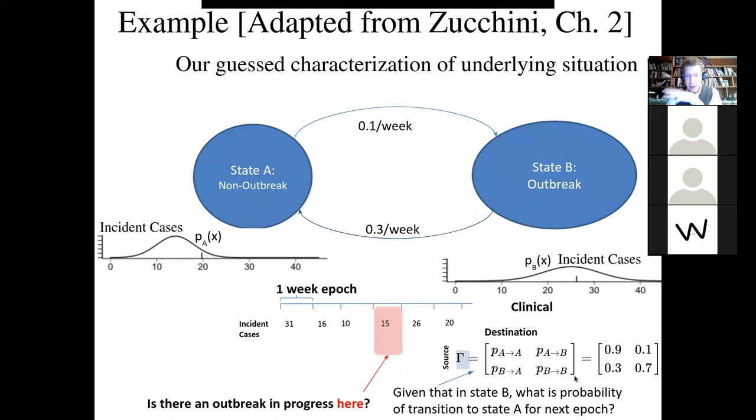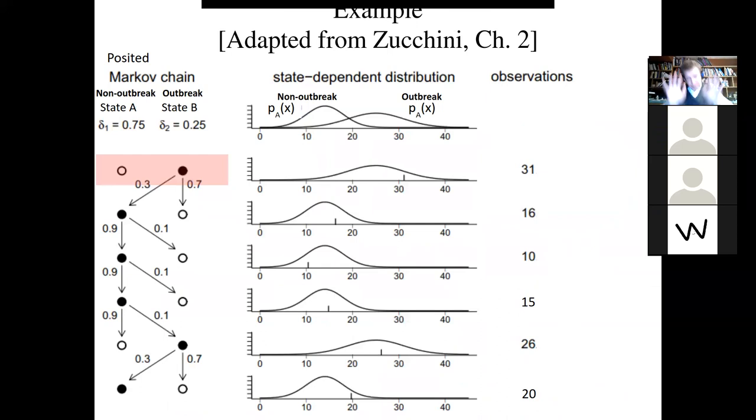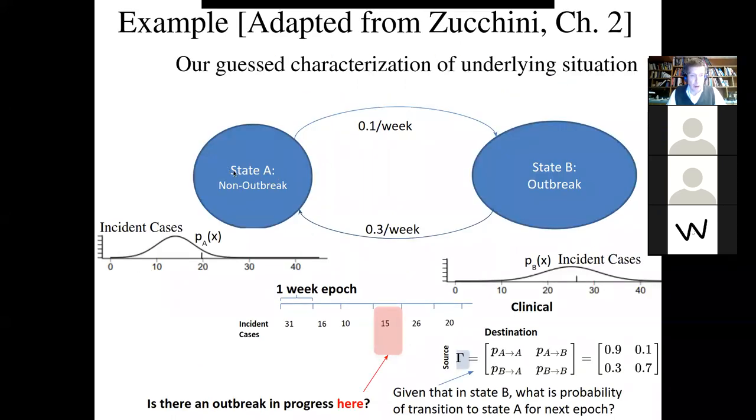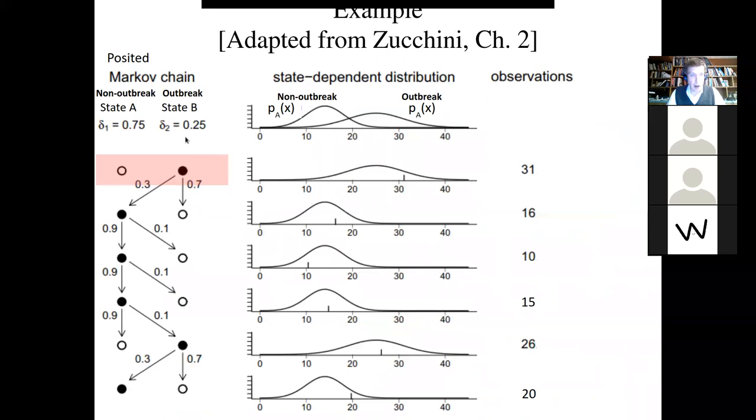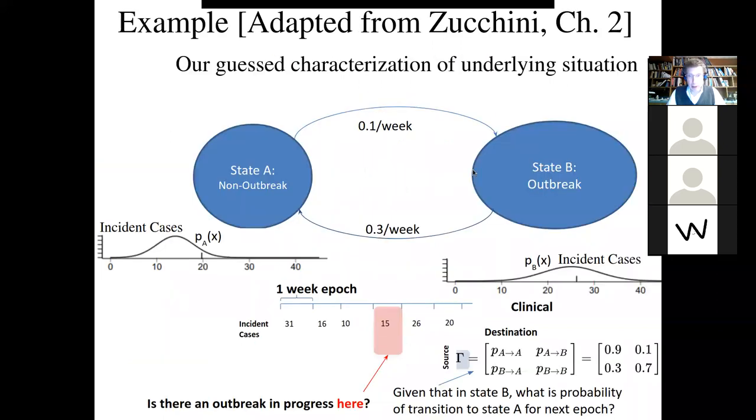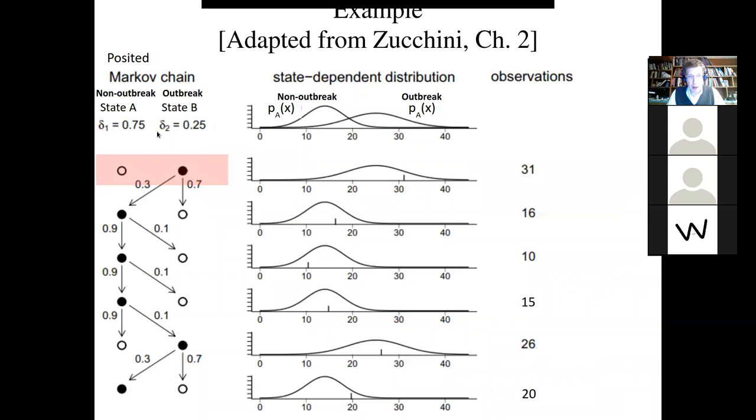So this indicates the probability of transitioning between states for epochs. You should be familiar with that from that earlier example with smoking and vaping and no use, but that's the basic idea. Okay, now we're going to walk through a little example where we're going to start in state A, the non-outbreak state, with probability 0.75, and state B with probability 0.25. So we have a 75% chance of starting here and a 25% chance of starting there. And you could reasonably ask, how do we know that?